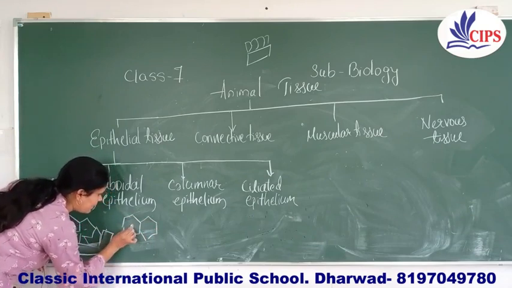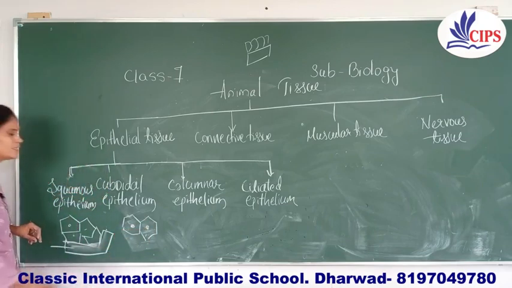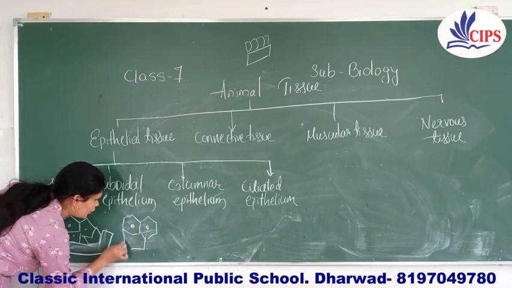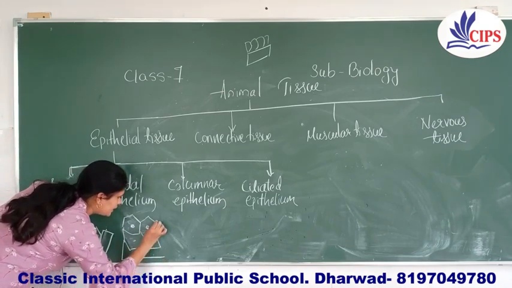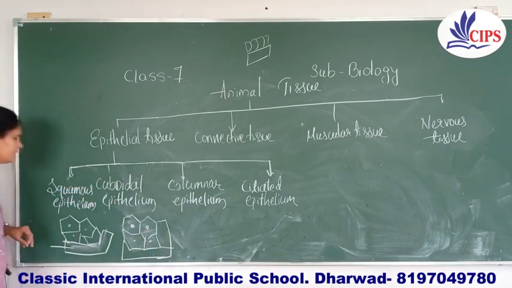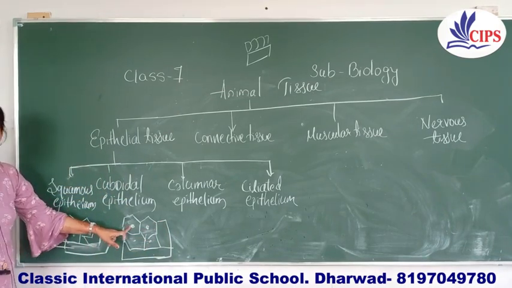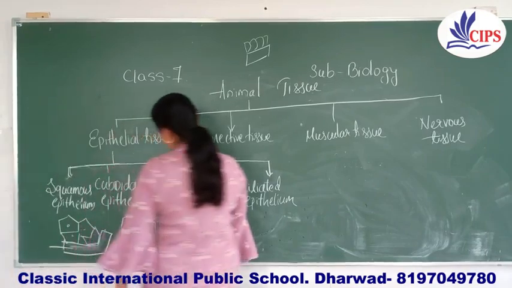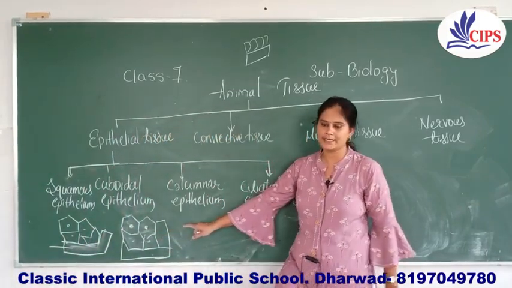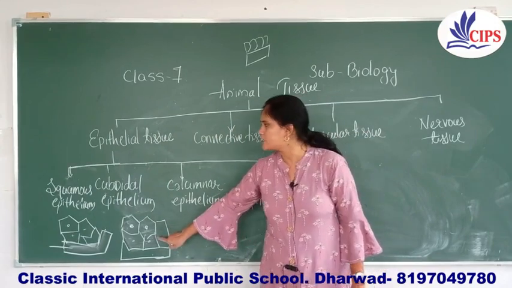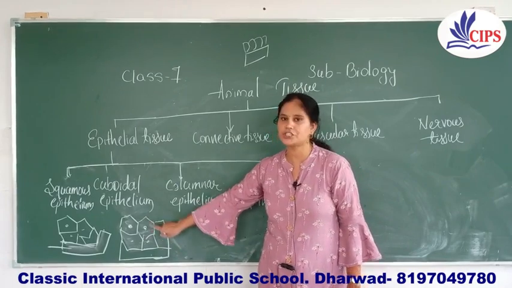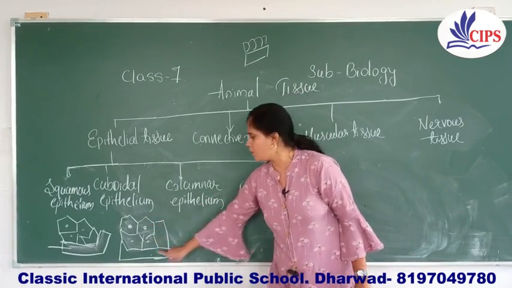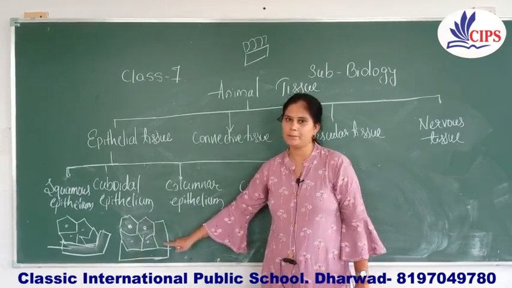These cells are cuboidal in shape and the nucleus is present at the center. These cells rest on the basement membrane. So what is cuboidal epithelium? It is a single layer of cuboidal shaped cells present on the basement membrane.